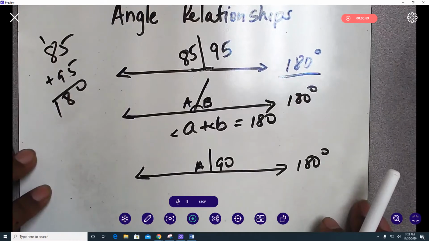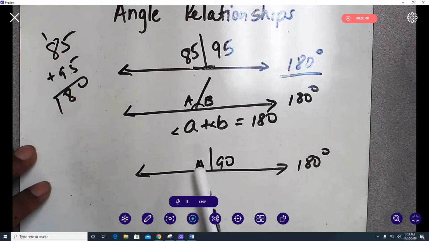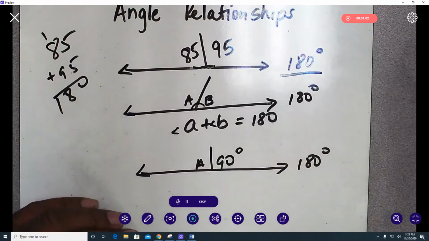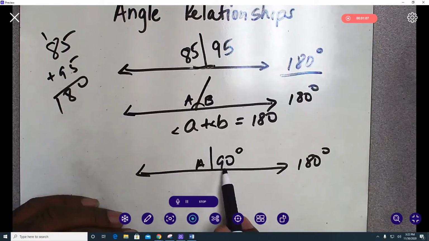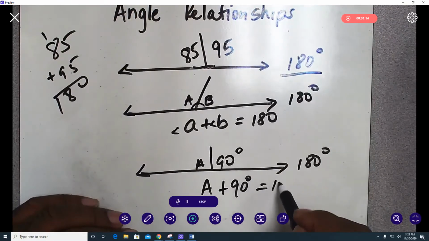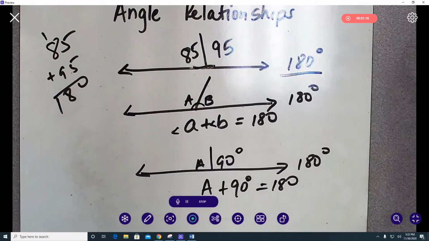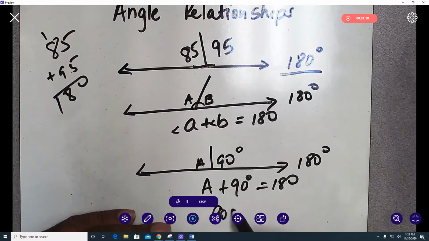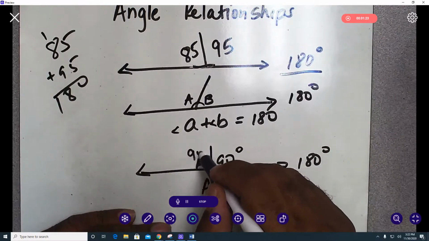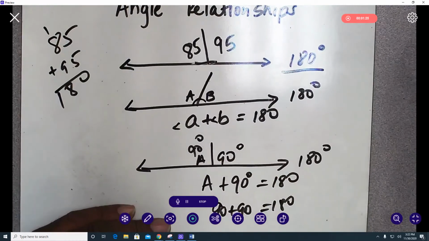If we look at this one right here, we've got angle A and a 90 degree angle, and we want to know what A is. A is whatever adds up to 180 when you add 90 degrees. So that would be A plus 90 equals 180 degrees. And we can see that 90 plus 90 equals 180. So we know that this is 90 degrees.